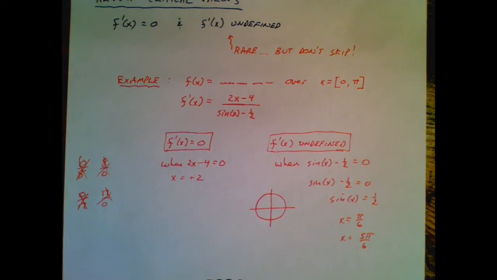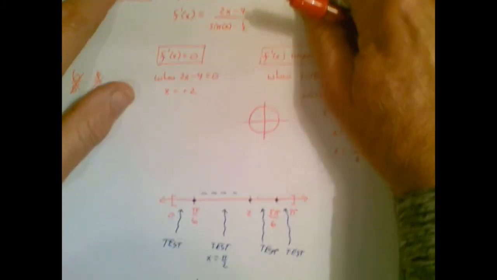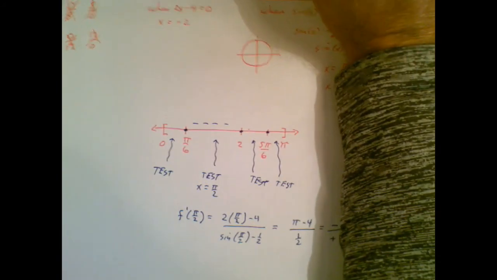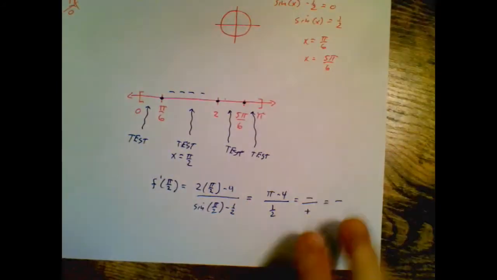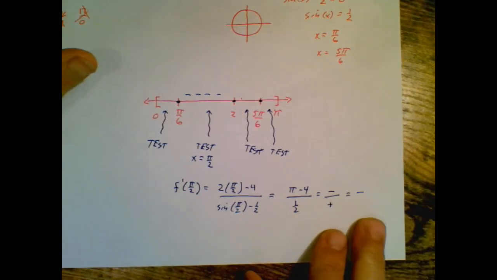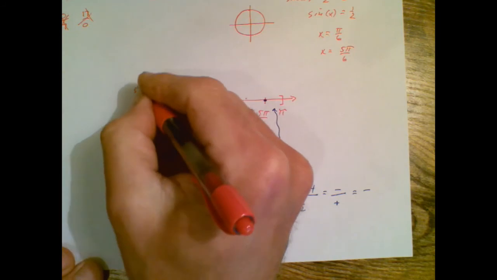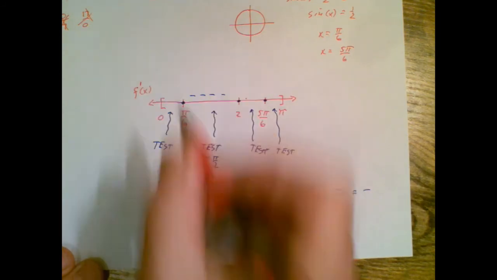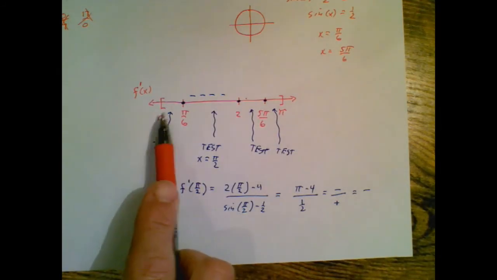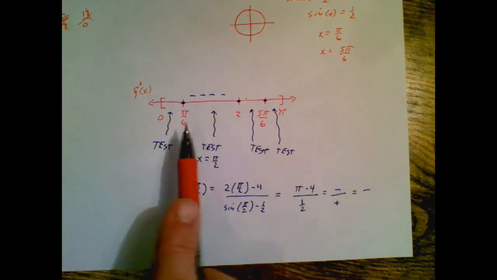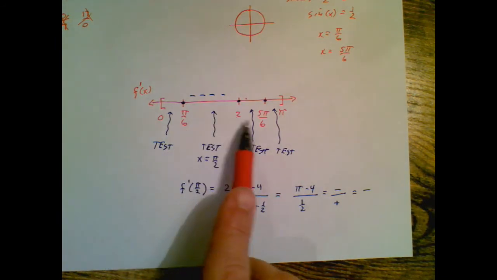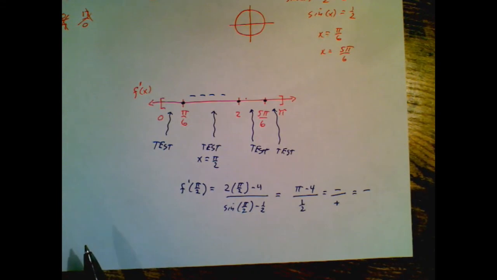I go ahead and I put those on my number line. I'm really cruising fast now through here. Here's my first derivative number line. I should label it my first derivative. Endpoint, endpoint, critical value, critical value, critical value. This looks like a mess.